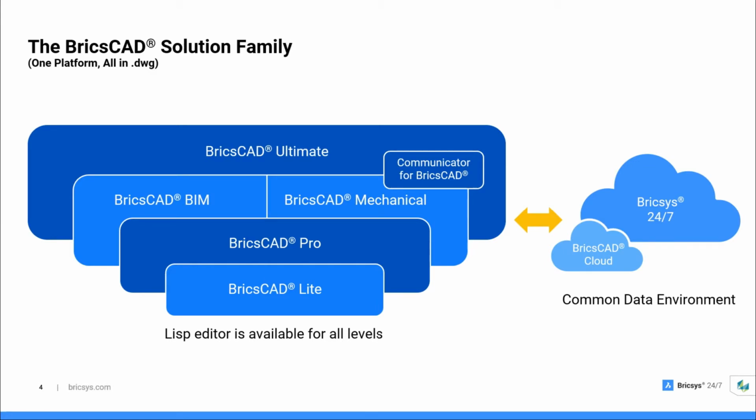Bricsys 247 is an online collaboration platform, a cloud-based common data environment where you can share and work together on documents. Bricsys 247, the full version, provides advanced collaboration tools, while BricsCAD Cloud focuses on the essential collaboration tools. So essentially, you are in the same environment. However, you just unlock the advanced tools with a full version.